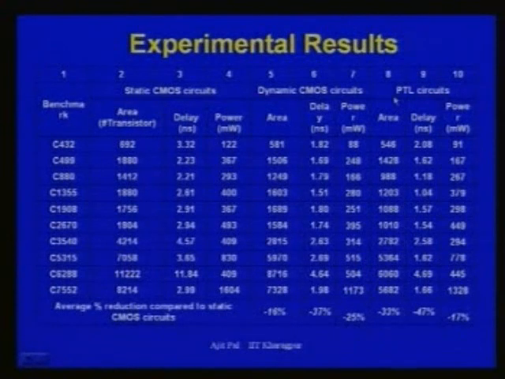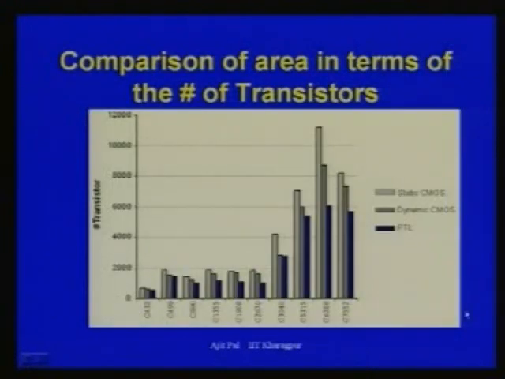If you use pass transistor logic circuit, the area can be reduced by 33%, the delay can be reduced by 47%, the power dissipation can be reduced by 17%. So power delay product, that is your energy required, can be reduced by roughly 50% in both the cases. So you see the benefits of this technique, the benefits of using different logic styles. I mean, these are essentially the same thing shown with the help of bar graphs.